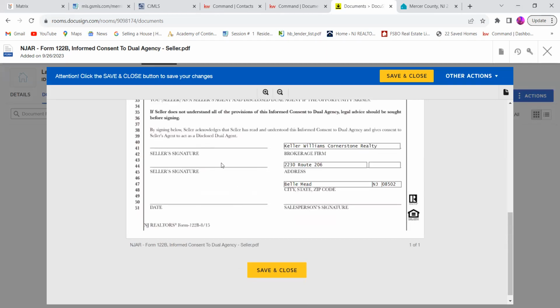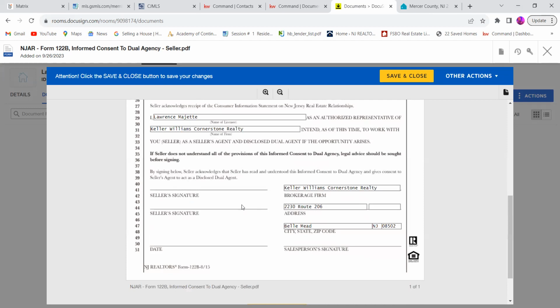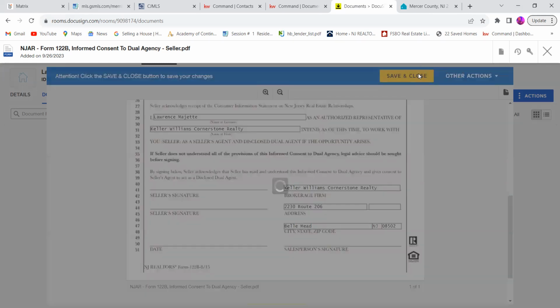So you always want to make sure your sellers understand this and they sign this as well. If they don't agree to it, then that's fine. They don't have to sign this. You would just redo the listing agreement to say that you're just acting as the seller's agent, and that's it. Problem solved. So we'll save and close that.